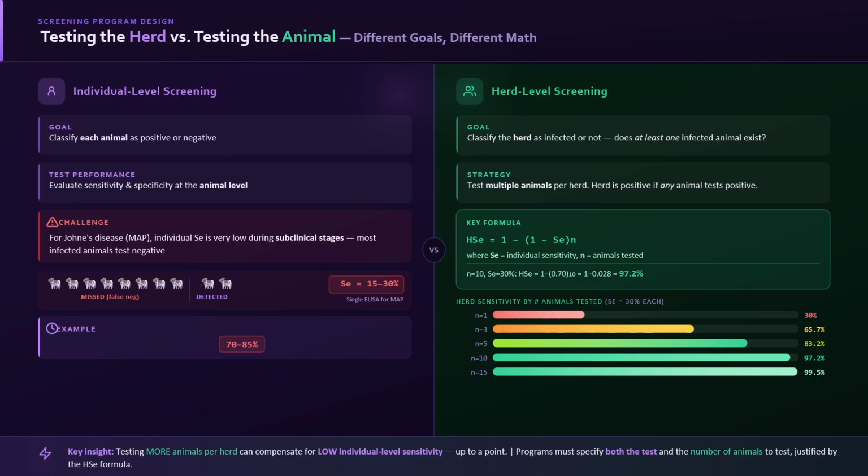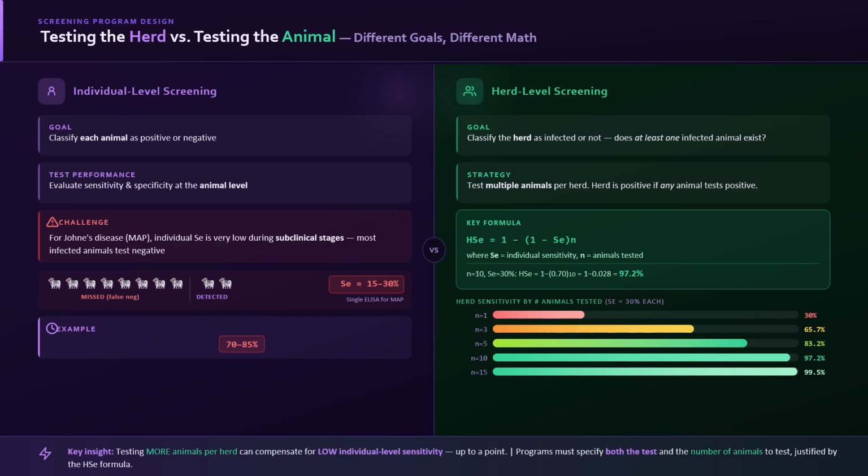So the headline is that testing more animals per herd compensates for low individual sensitivity, but only up to a point, and only if there's truly an infected animal in there to find. The practical lesson for program design: you don't just specify the test, you specify how many animals to test per herd, and you justify that number with the herd sensitivity formula.